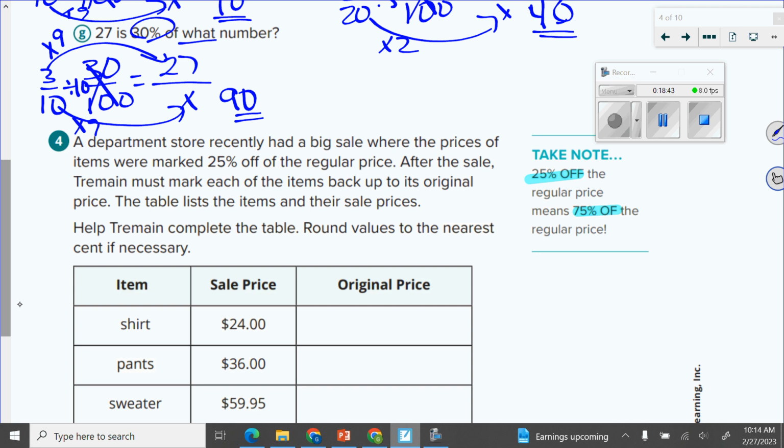So a department store recently had a big sale. The prices were marked 25% off of the regular price. After the sale, Tremaine must mark each of the items back up to its original price. The table lists the items and their sale prices. Help Tremaine complete the table, round values to the nearest cent if necessary. So here's our task. We need to complete the table.